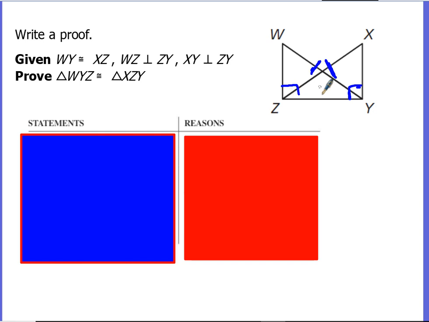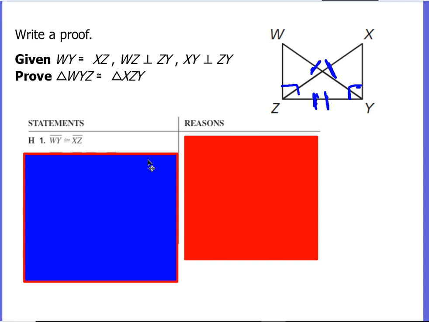Well, what do you see here? Take a look at what's happening. ZY is a shared side. Now, it's not like a lot of the shared sides we've seen, where it's straight up in the middle, but it is still a shared side. ZY overlaps on each other in this case. So I will show that ZY is congruent to itself by the reflexive property in this proof as well. What do we know? WY is congruent to XZ. That's the H, our hypotenuse that we're going to be looking for, and we already found that, so it's given to us.